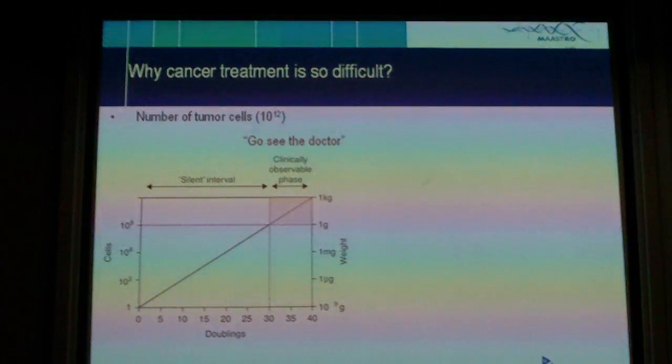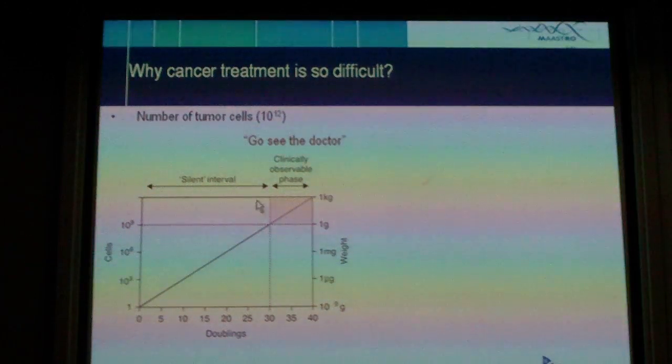So we're coming to the question, why is cancer treatment so difficult? This is a cartoon where you have the number of cells and doublings. So you see that you need to have 10^9 cells to reach this point to become in the clinically observable phase. When you are at 10^9 cells, you have a tumor of 1 gram or 1 cubic centimeter, which can be detected by the current imaging devices we have. If you go up to 10^13, you get a tumor of 1 kilogram. So it's only in this phase where patients see a doctor. What happens before, which is the silent interval, well, the patient has cancer, but it's not detectable yet.